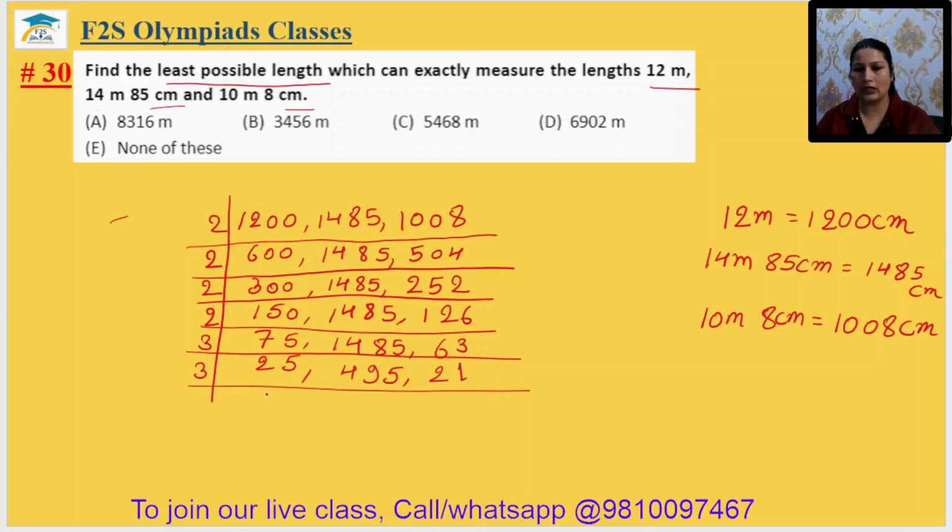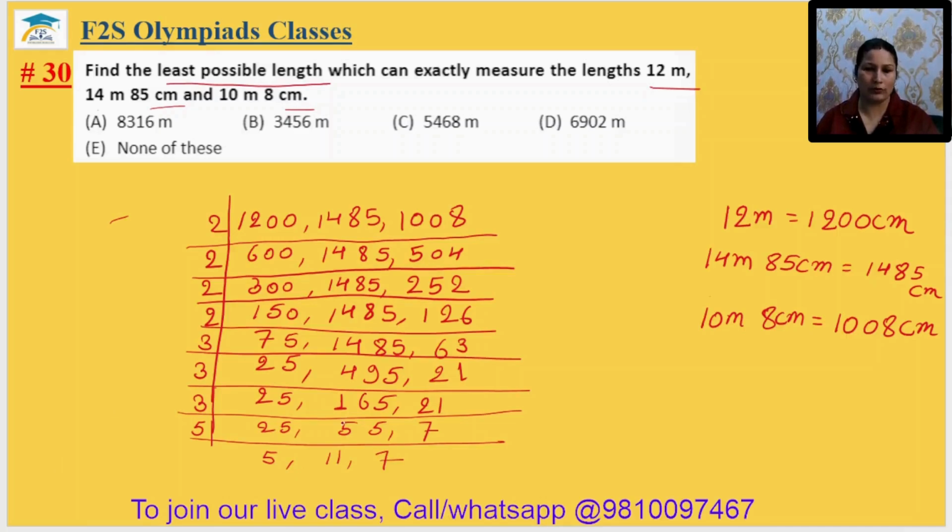Again take 3, 25 will be as it is. 3 1s are 3, 3 6s are 18, 3 5s are 15, then 21. Again take 3, 25, 3 5s are 15, 3 5s are 15, 3 7s are 21. Now take 5, so it will be 5 5s are 25, 1, 1s are, and 7. Now there is not any common factor.